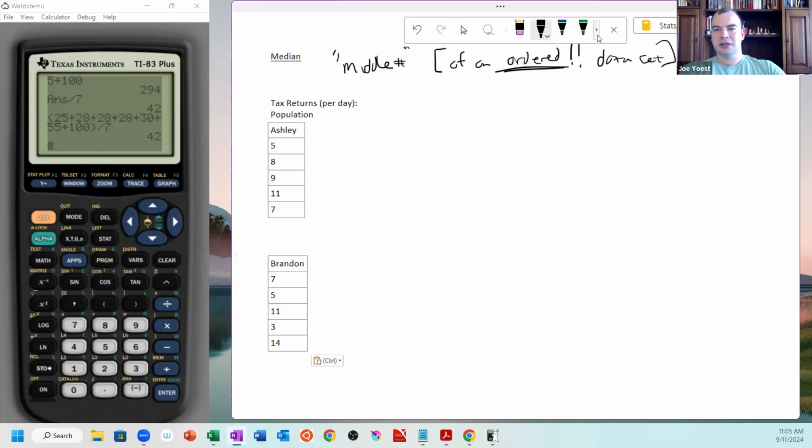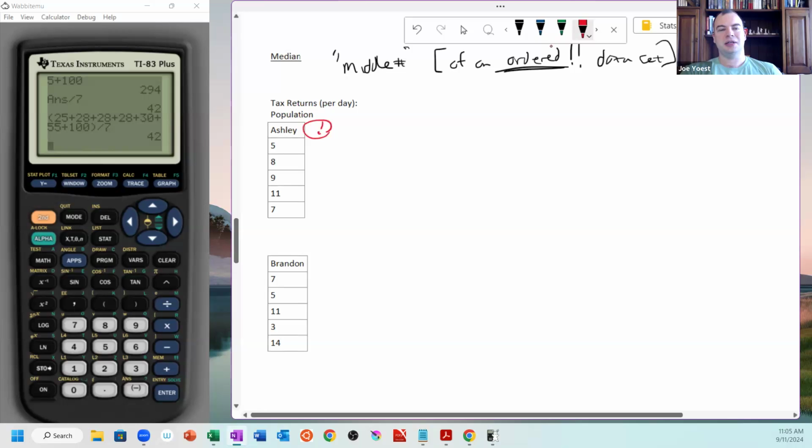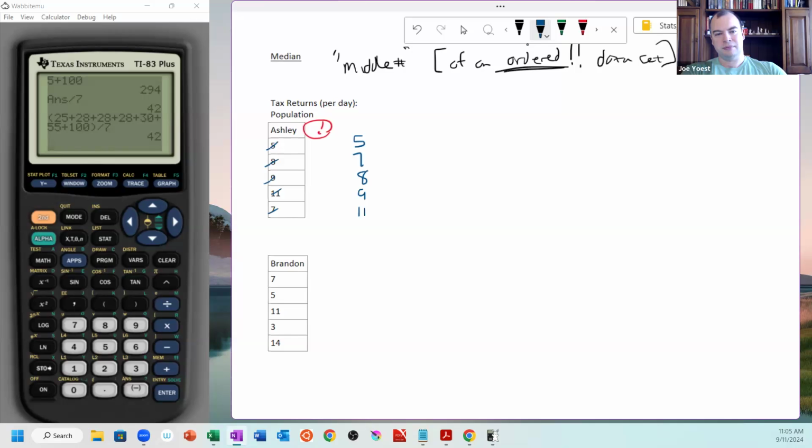Okay, so the first thing I want to do, we'll put an exclamation point here. Ashley's data set is not ordered yet. Before I do anything else, I want to write it in order: 5, 7, 8, 9, 11. So I've ordered it smallest to largest. I want to find the middle number. How do I go about doing that?